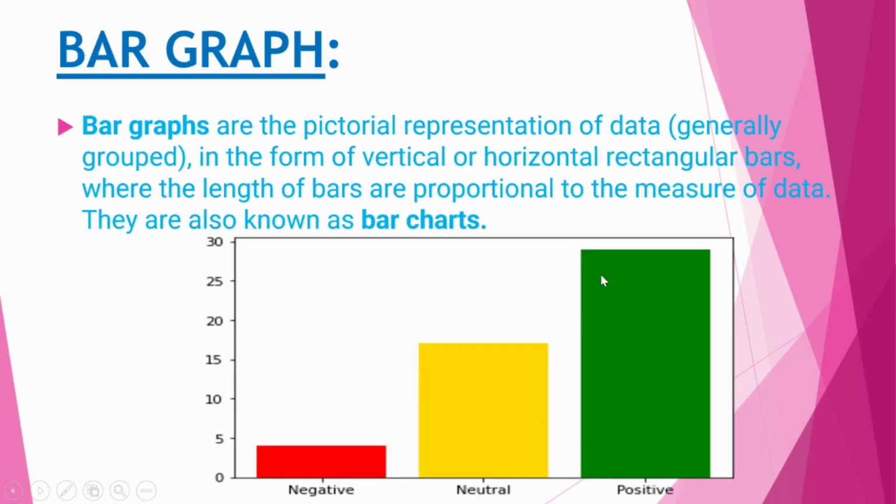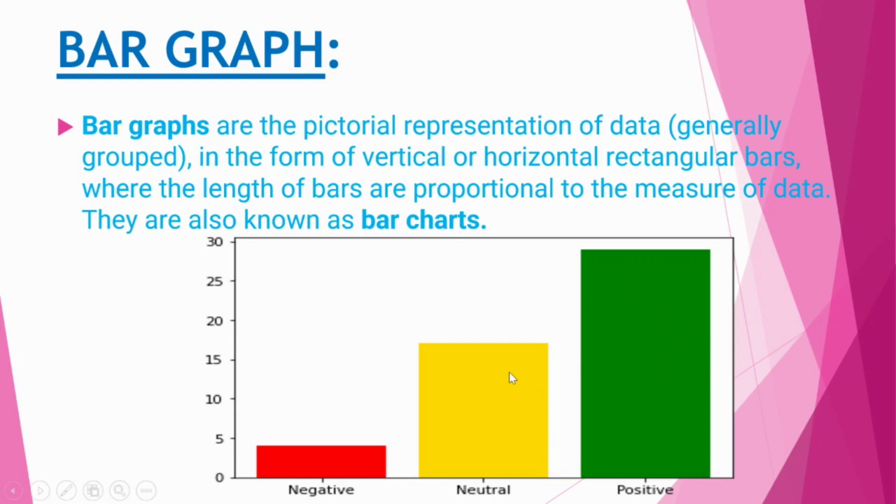Now, what is a bar graph? Bar graphs are the pictorial representation of the data, generally grouped in the form of vertical or horizontal rectangular bars, where the length of the bars are proportional to the measure of data. They're also known as bar charts. So a bar graph or bar chart basically represents the data in the form of bars.